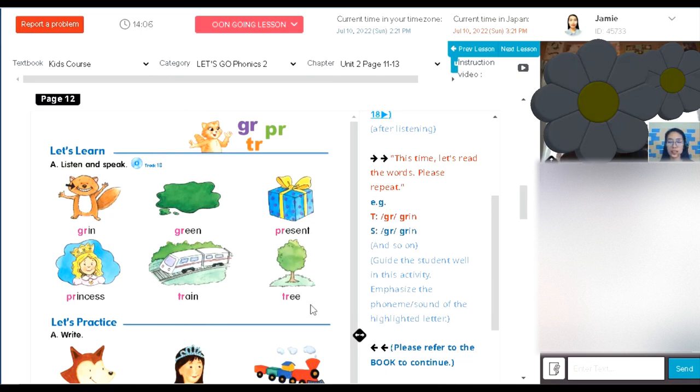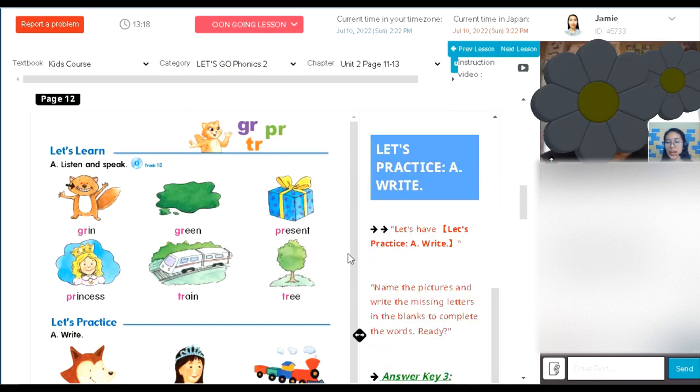Okay, let's practice the first word. Can you please say again? Green. Green. Okay, one more time. Green. Can you please say grr? Grr. Glow. Green. Okay, very good. One last time, let's have the color green. Green. Grr. Glow. Green. Okay, very good. Let's move on.